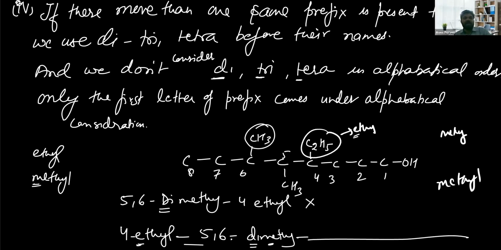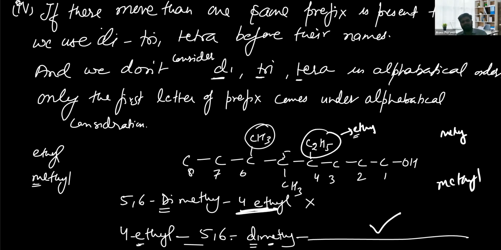Di, tri, tetra: the D of di, the T of tri, and the T of tetra will not be considered as a letter for comparing in alphabetical order. Only the functional group name. Okay, got it? Yes, sir. This will be considered the correct one. We will not write 5,6 dimethyl first. Why? Because if it is having di, D would come first. No, D will not be considered. M will be considered, so M will come later. So we will write 4-ethyl, because at the 4th position we have an ethyl group. C2H5 is ethyl. So 4-ethyl and 5,6-dimethyl.